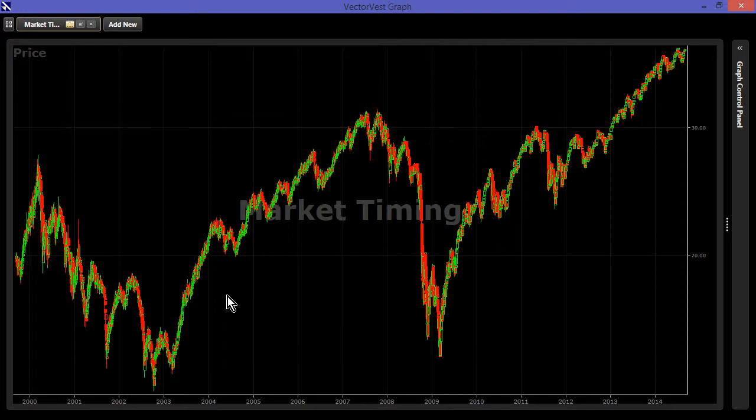Our goal here at VectorVest is to get you out of the market near market tops and get you back into the market near market bottoms. Will we nail the exact peak of the market and get you back into the market at the exact bottom? Probably not, but it'll be close enough to protect your portfolio and give you frequent opportunities for some substantial gains. Today, you'll learn how to only buy when the market is rising and not buy when the market is falling. So let's learn how to do it.